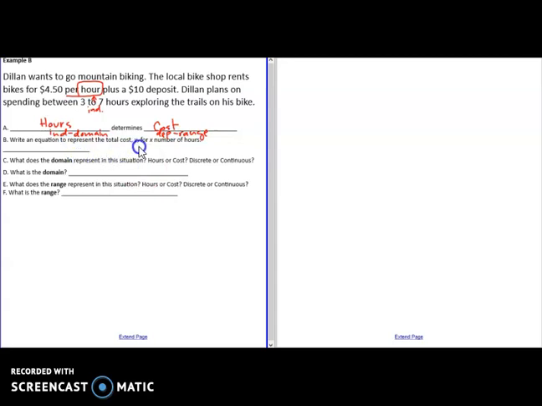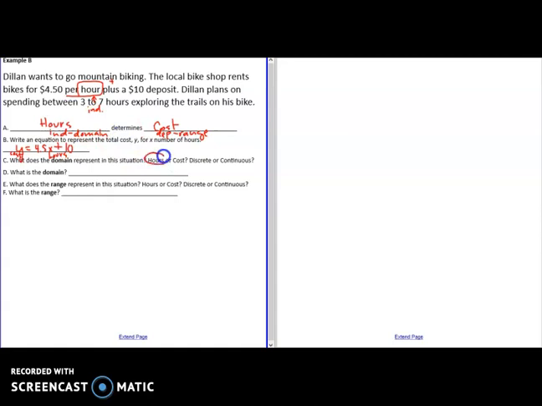Okay, so write an equation that represents the total cost Y for X number of hours. So if I do our total cost equals, and then I'm doing just what this says. It says it's $4.50 per hour, X, right? Plus, hey, do what it says. It says plus $10 deposit, so plus 10, right? Just read it as it is, that per hour times the number of hours. So we have cost, we have our hours. All right, what does the domain represent? Hey, we already figured that out when we did our independent and dependent.